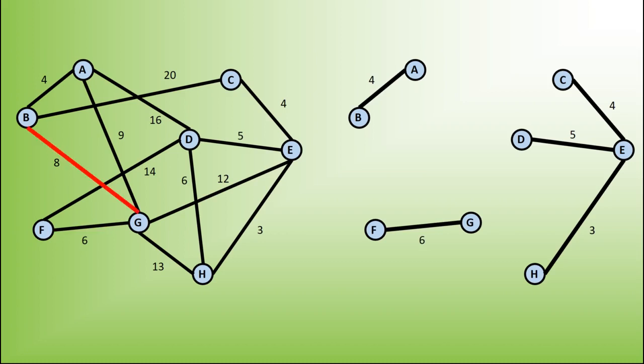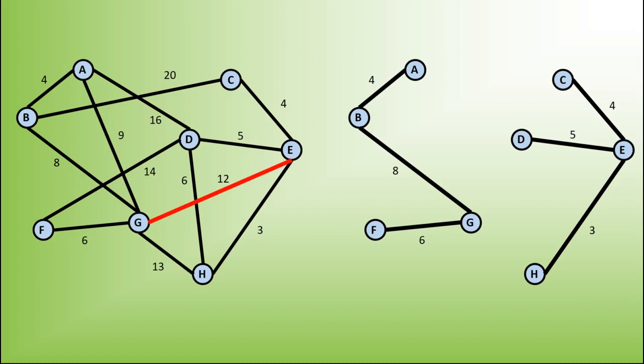Our next arc is of size 8. That doesn't make a cycle, so we can include that one. The next largest is of size 9, but again this one would create a cycle in our spanning tree between A, B, and G. It's not allowed, and so we don't include that one.